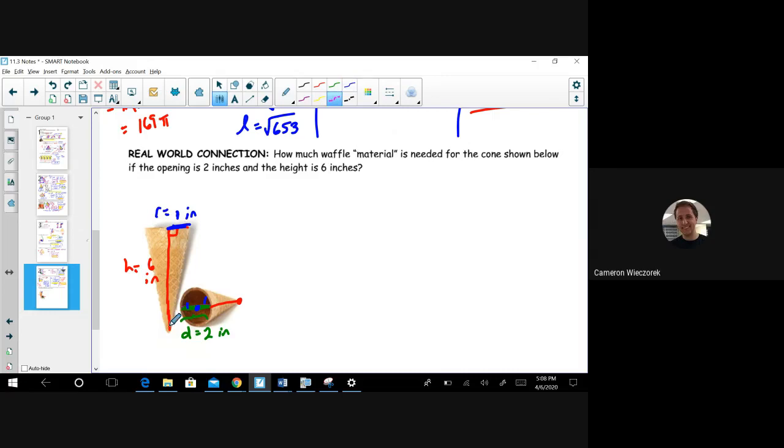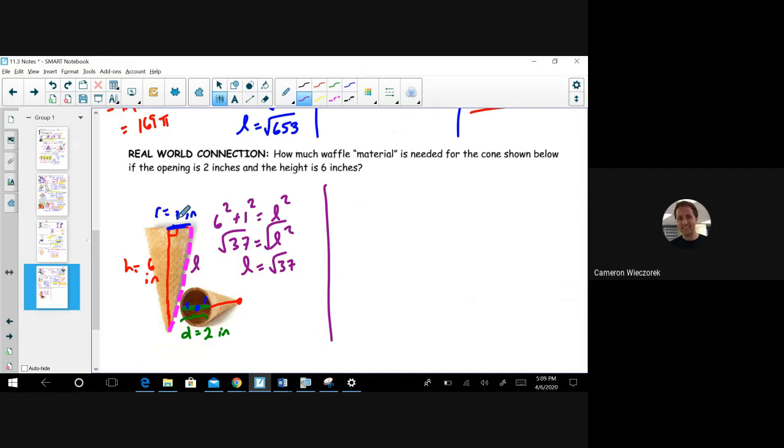We've seen this before. We're going to need the slant height. So I'm going to draw it in. I'm going to use that right triangle, Pythagorean theorem. There's L. 6 squared plus 1 squared equals L squared. 36 plus 1 is 37. Notice that's L squared. We need L. I'm going to square root both sides. There's my slant height.